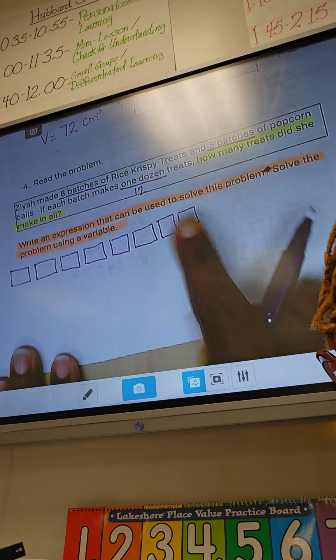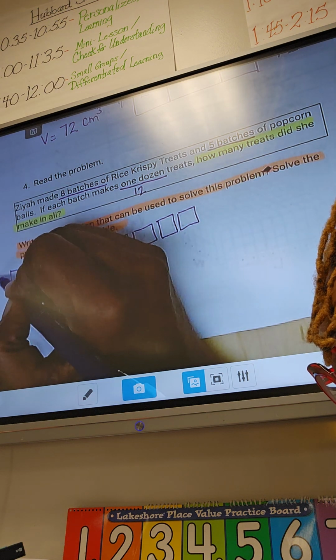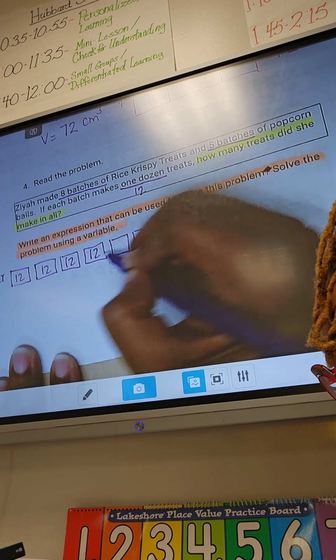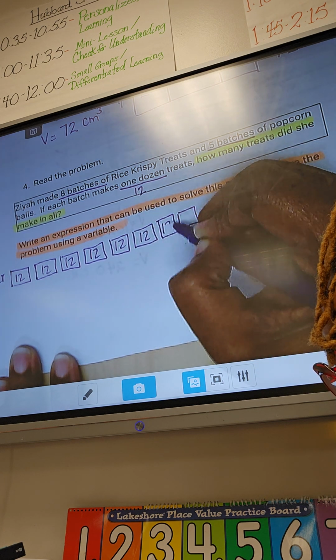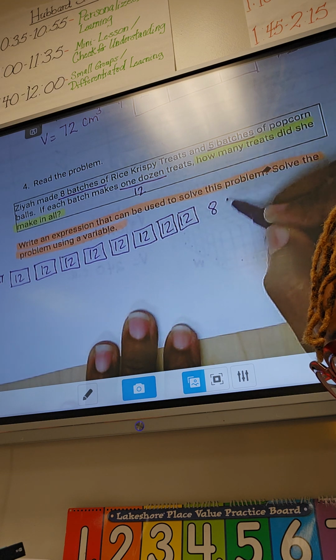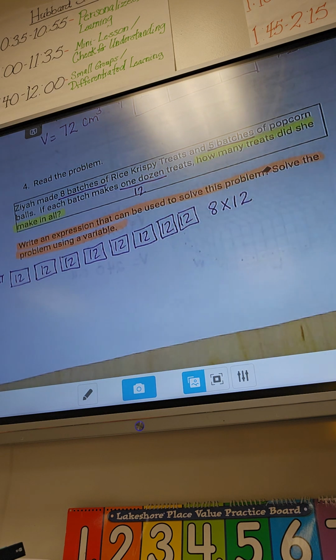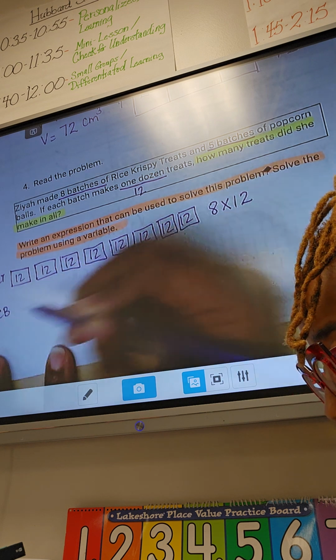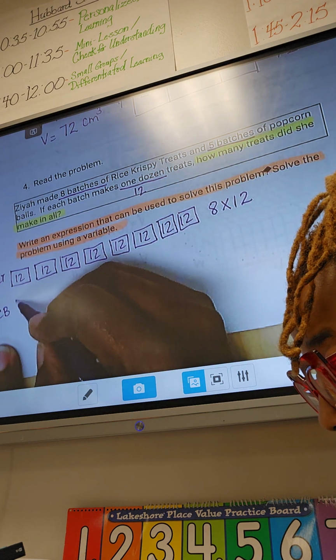Okay, so if this is my Rice Krispie treats, there are 12 in each pan. So what that tells me is that's 8 times 12. Okay, so 12, 8 times is what it's saying. All right. Then she says she has popcorn balls. There are 5 batches.